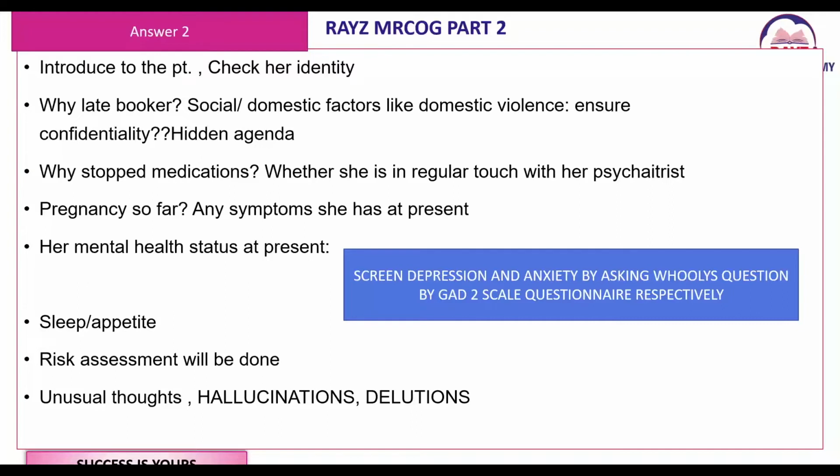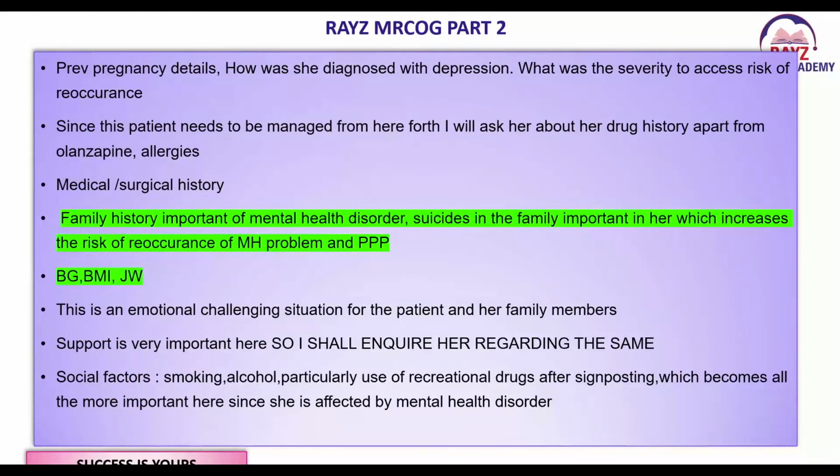I would like to do a risk assessment for her by asking if she is having any unusual thoughts. Any thoughts of harming others? Any hallucinations? Any delusions is she having? I would like to ask her previous pregnancy details. How was she diagnosed with depression? What was the severity, to assess the risk of recurrence in this pregnancy?